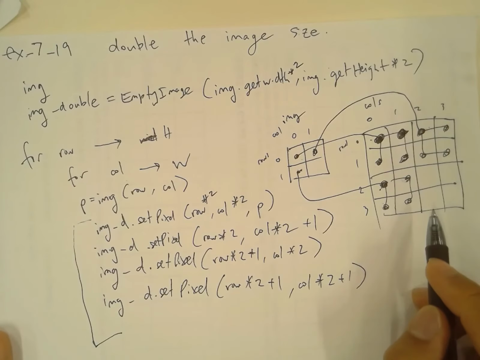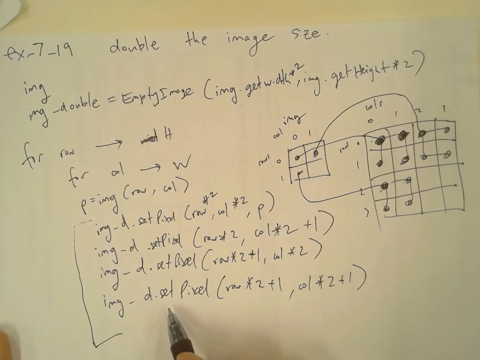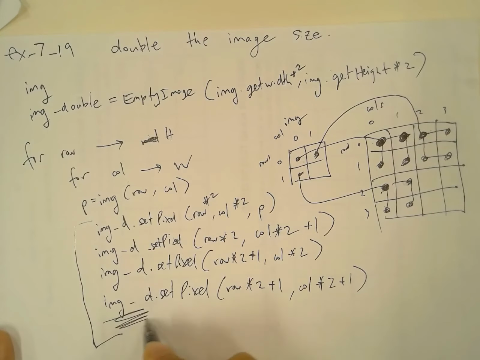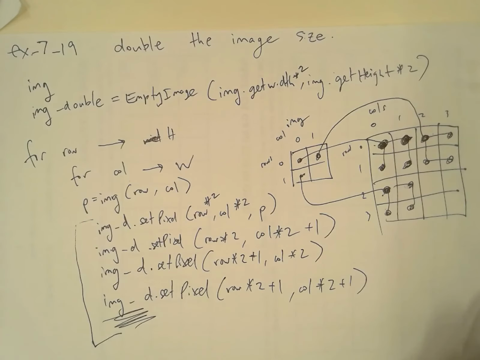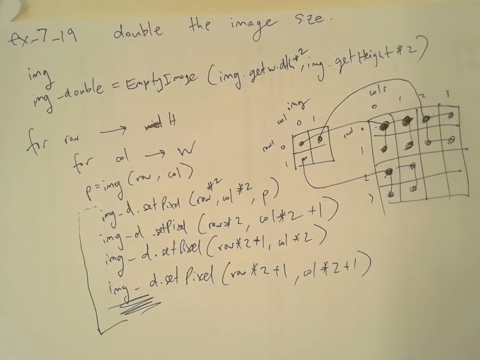And that's about it. Once you do that, then you can return the image_double, and then you could print it to the window. That should work out your program.